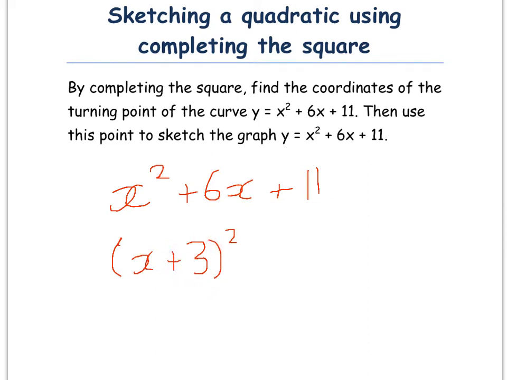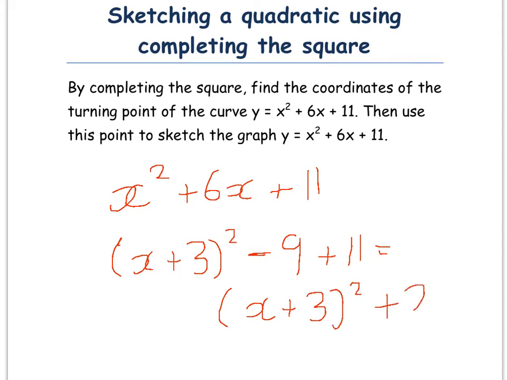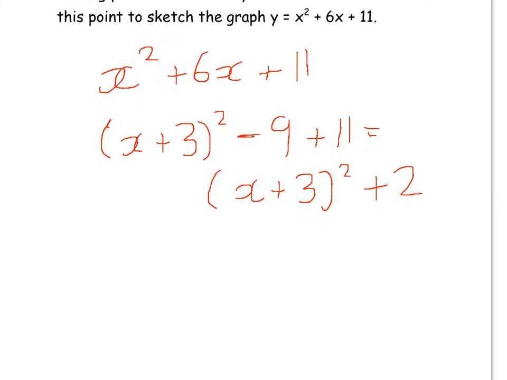So we subtract 9, and we've also got that plus 11 we already had. Now we just need to tidy that up, so we get x plus 3 squared add 2. And that is the completed square answer for what we're given. So we can also put that is equal to y. Now, a couple of key things here.